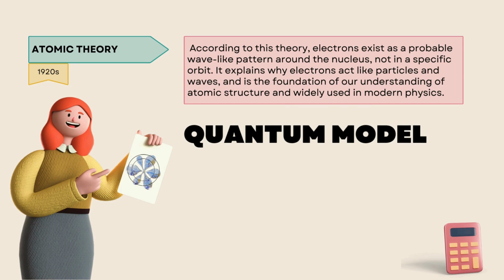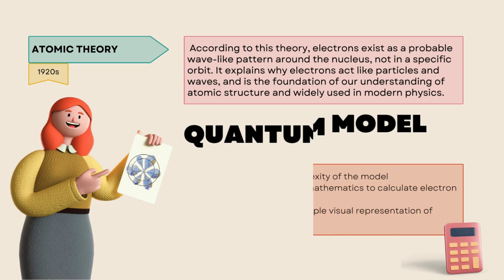Quanta are packets, and a packet has a small amount of energy, not in a specific orbit. It explains why electrons act like particles and waves, and is the foundation of our understanding of atomic theory and atomic structure, widely used in modern physics. He said that electrons are not present in a fixed orbit but have a small packet of energy and move in a wave-like pattern around the nucleus. His theory helps us in modern physics.